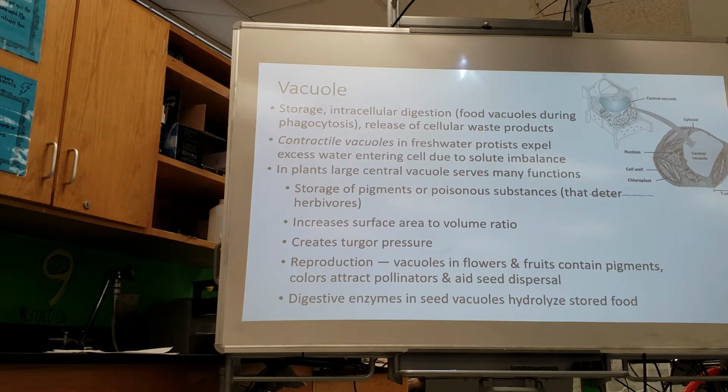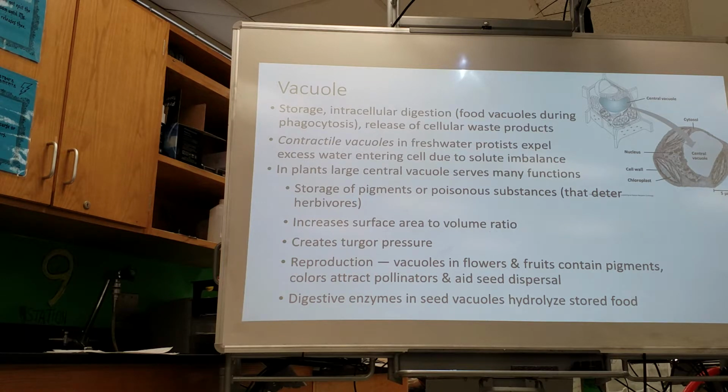They store pigments. They can also store poisonous things, so if an herbivore comes and eats the plant, when they break open those central vacuoles, when they break open the cells, they get something that either tastes nasty or poisons them. So it's a defensive mechanism. It gives you a little more surface area for your cell. You can store things in there.